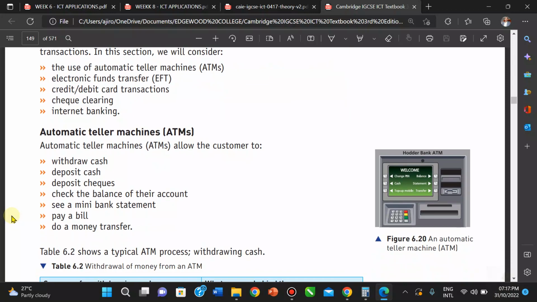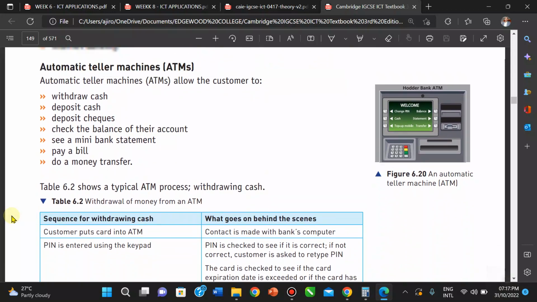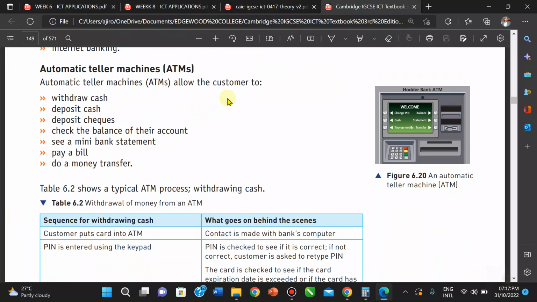Okay. So we'll be looking at the automatic teller machine. The first thing we need to understand is that the ATM, which is your cash machine, can be used for various purposes. This includes cash withdrawals, cash deposits, checking of statements, and printing of statements. It allows customers to carry out these things, and not just that, you can also deposit checks, see a mini bank statement, and pay bills.